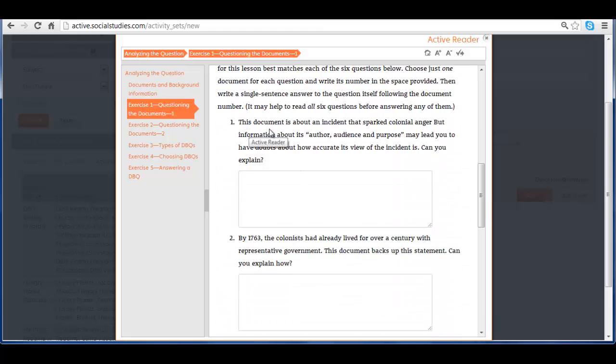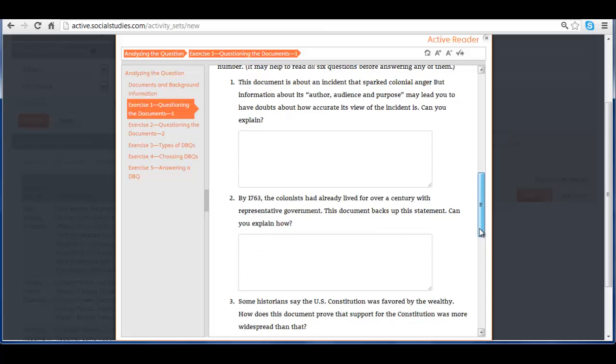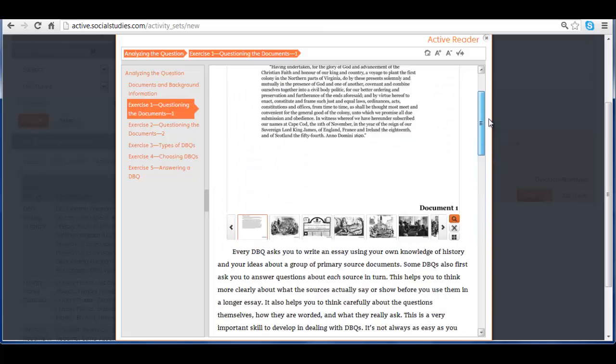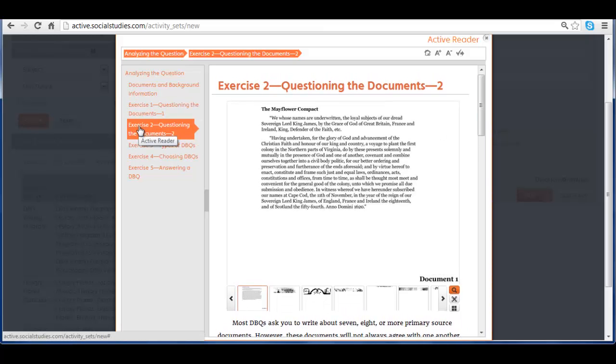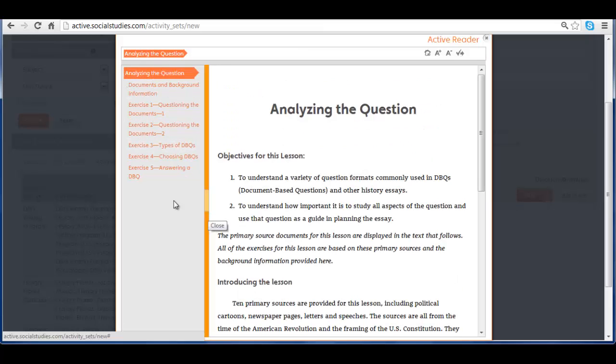In this case, this document is about an incident that sparked colonial anger, but information about its author, audience, and purpose may lead you to have doubts about how accurate its view of the incident is. Can you explain? So students are led, in this case, to understand bias and how documents get set up, and then they're asked to question the documents themselves. A variety of different things going on in this activity.